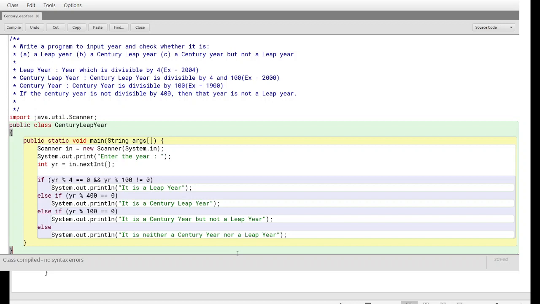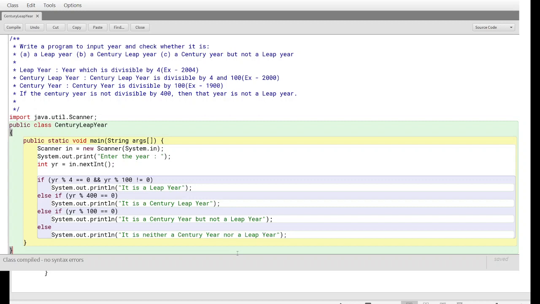So here you will find the program where the year is taken as input in the variable yr and I'm checking the condition: if year mod 4 equals 0 and year mod 100 not equals 0. So it means that it is a leap year and not a century year.